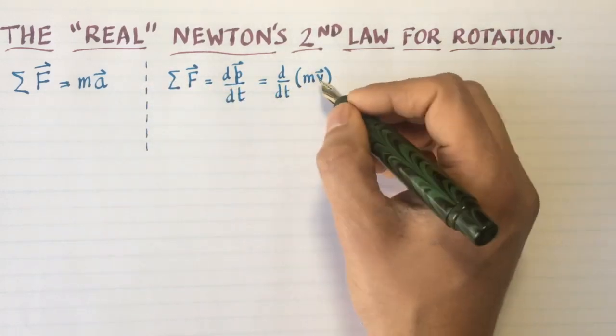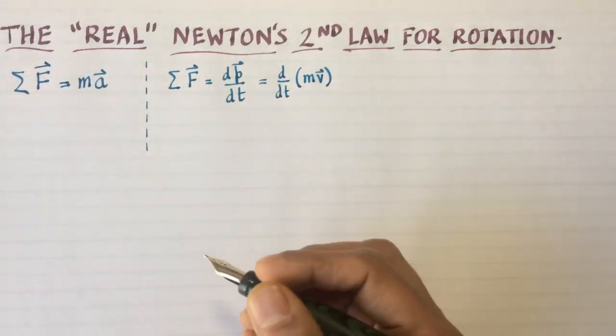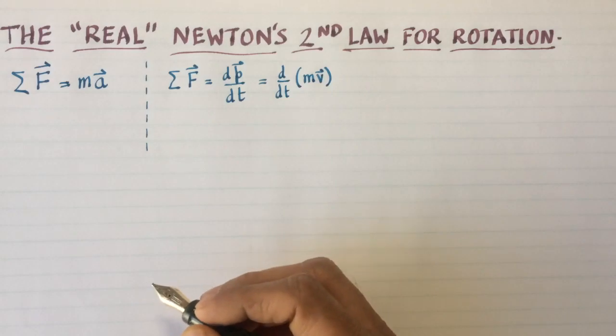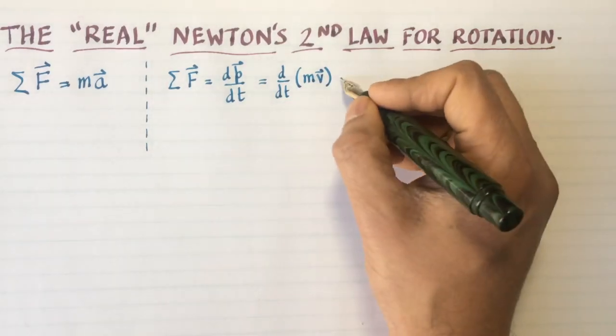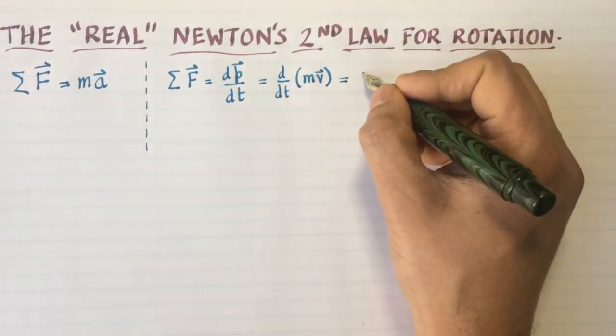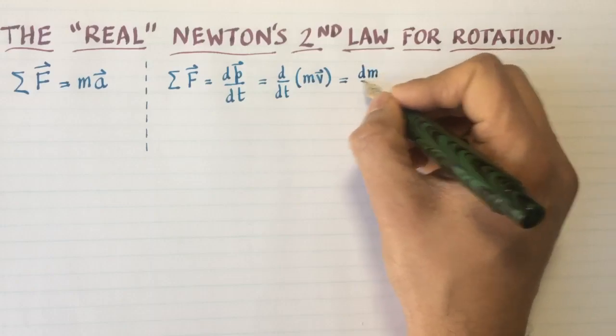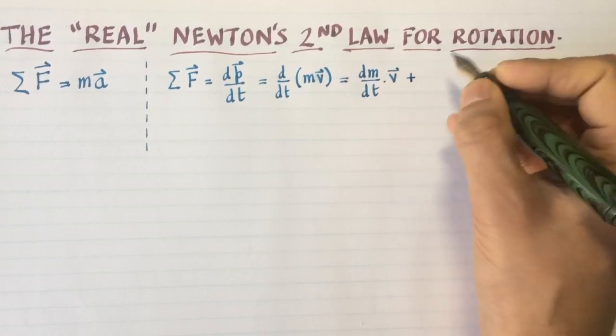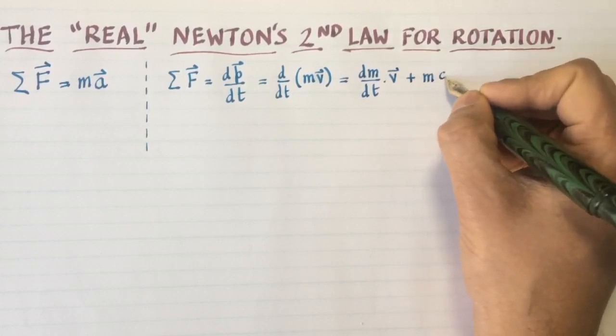But what if mass does change with time? For example, you have a rocket. Most of the rocket's mass is in fact lost by the time the rocket exits the atmosphere. So in that case, you will have to consider the mass of the rocket as changing with time. So it's going to be dm by dt times v, that's one term. And the second term is going to be m times dv by dt.